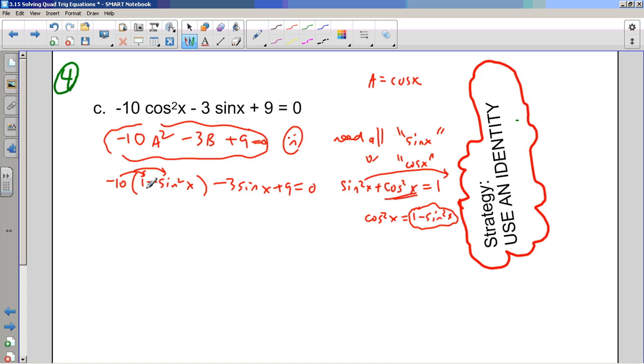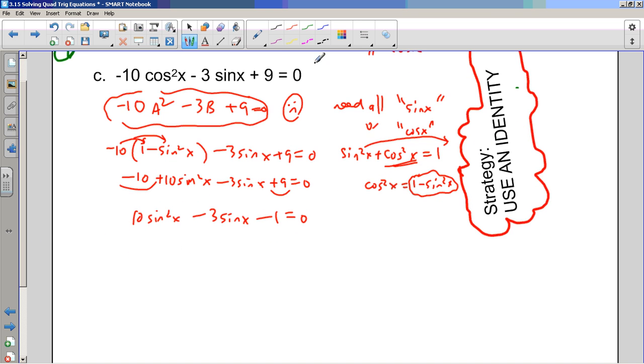Multiply through, collect like terms. All right, multiply through by 10. Not in here, so I'm going to copy down the rest of this. Equals 0. Like terms there and there, so I get 10 sine squared x minus 3 sine x minus 1 equals 0. And now I can sort of see the pattern. If A is sine x, not sine squared x, then this is 10a squared minus 3a minus 1.